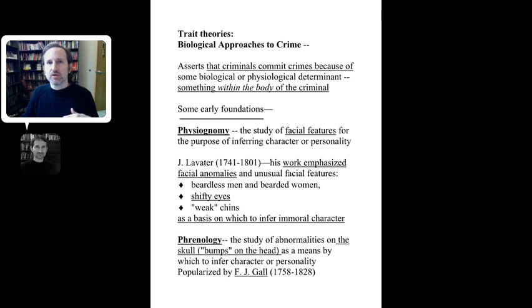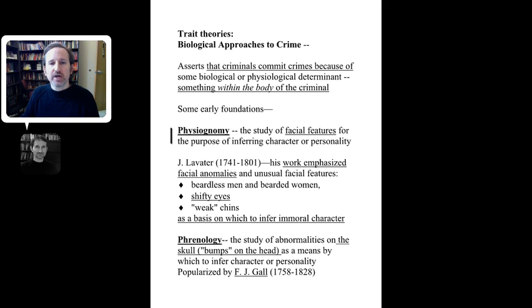we have this move toward more science and empiricism, and with that, you see an increase in an emphasis on trying to figure out what are the characteristics people have that you can empirically map out that might relate to their criminal tendencies.